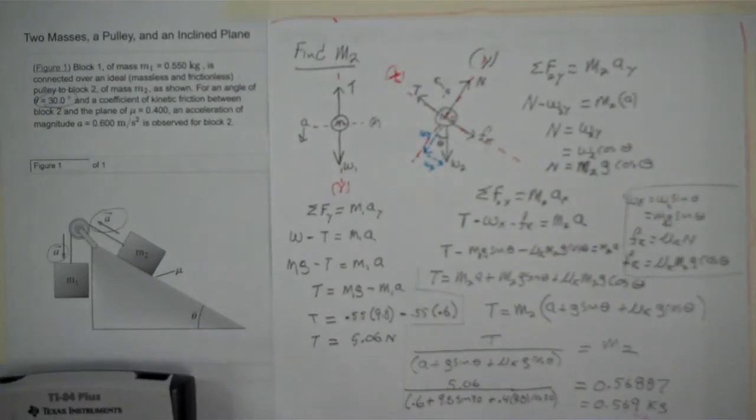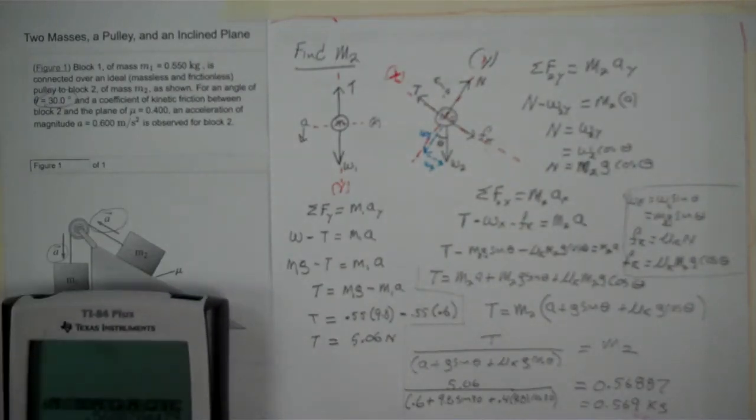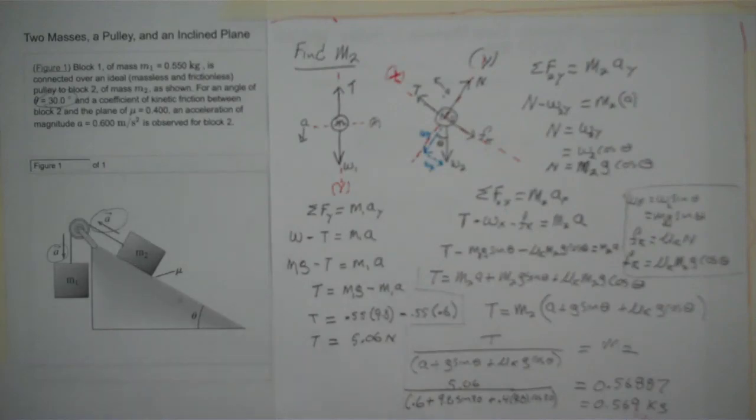I'm going to plug that in to Mastering and see if it's right. I'll be right back. Did we say 0.569? Yep. 0.569. Submitting. And bang! Correct. We've done it. Okay, lots of opportunities to screw up, right?